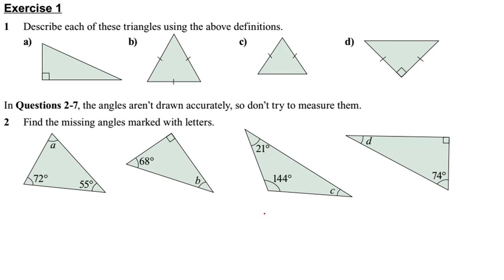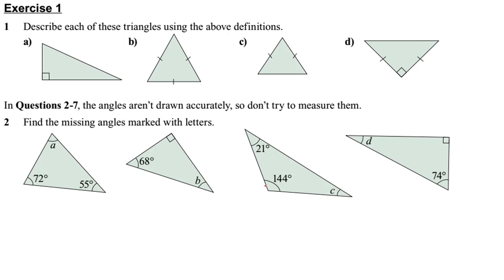I would like you to pause the video, and if you want to try question 1 and question 2 quickly, please pause the video and find the missing angles. Okay, so hope you've done that. I'm not going to do question 1 for you because you're just describing each of these triangles using the above definitions, which is whether the triangle is right angle, equilateral, isosceles. That's all you need to be doing, and that's what we just did. I'm going to show you the answers in a minute. But before that, I would just like to do question 2C for you quickly.